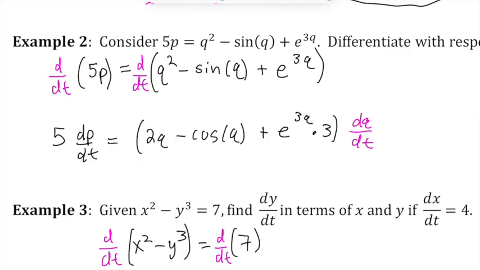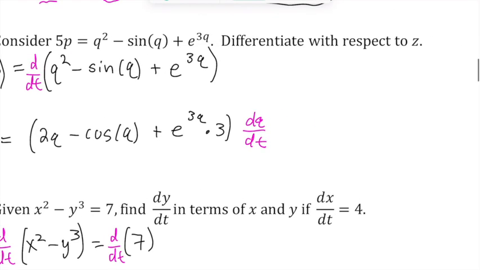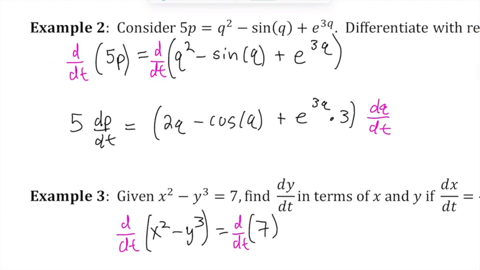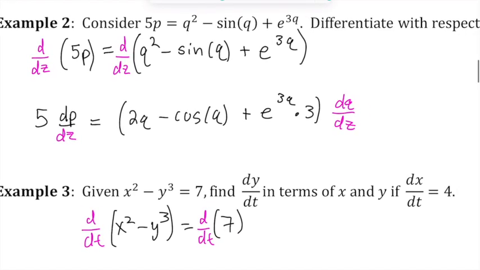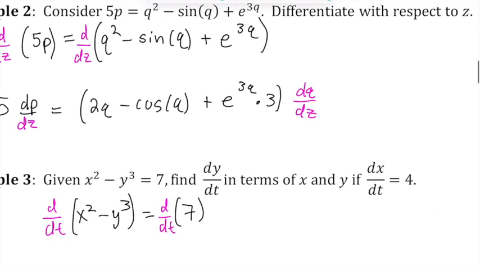Oh, I am so sorry. Just to review the problem, it does say take the derivative with respect to z. So this is supposed to be dz. It's weird to say. So there you go. Oops, that was a little minor mistake on my part.